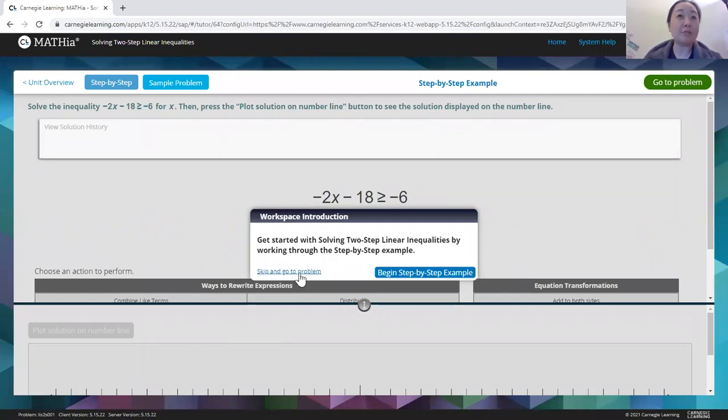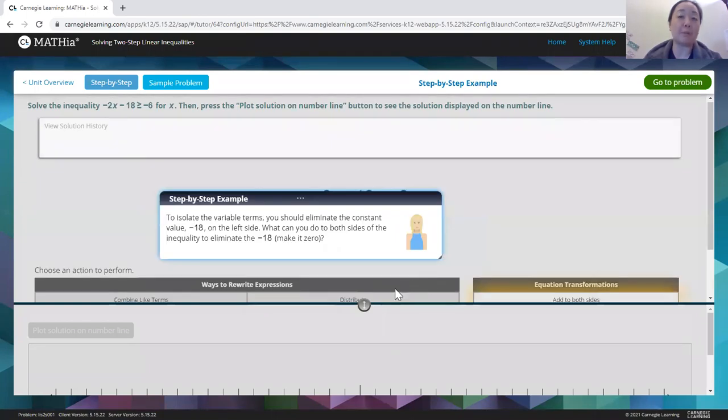If you look right here, please do not skip and go to problem, okay? Because that's not going to help you. So begin step-by-step example. Always do the step-by-step example. Okay, and if you notice, read this and then go on.